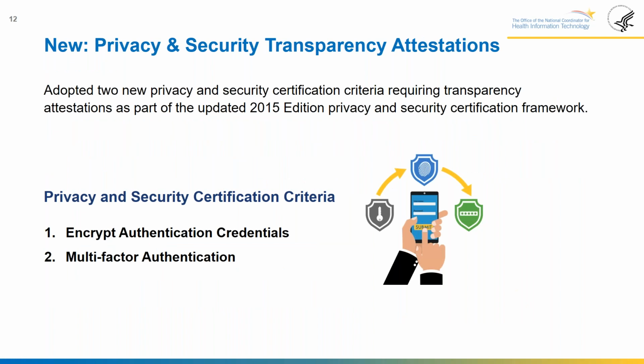And the last piece here is the new privacy and security transparency attestations. So these are 2 criteria for privacy and security, the encrypt authentication credentials and the multi-factor authentication. These are yes or no attestation criterion for developers. So developers would come in and attest to whether or not they use encrypt authentication credentials or multi-factor authentication.